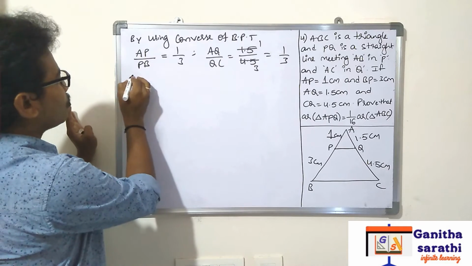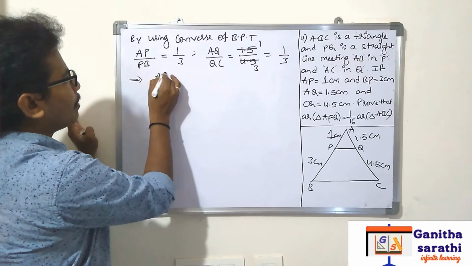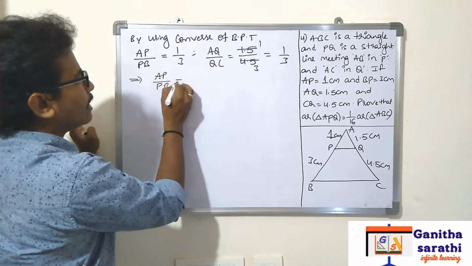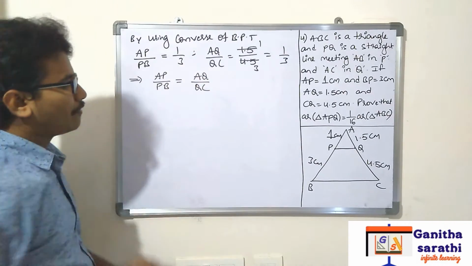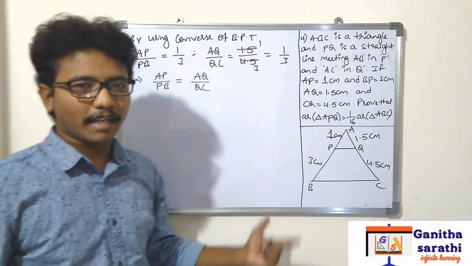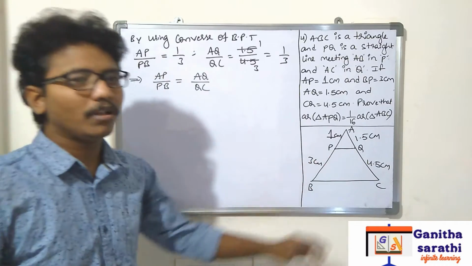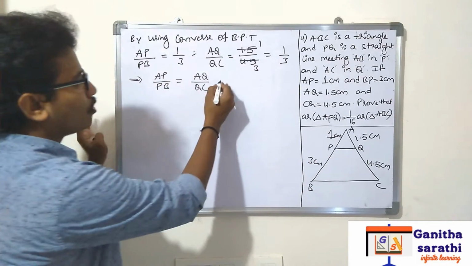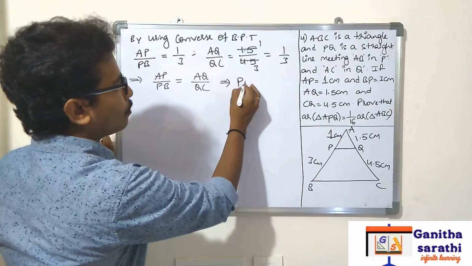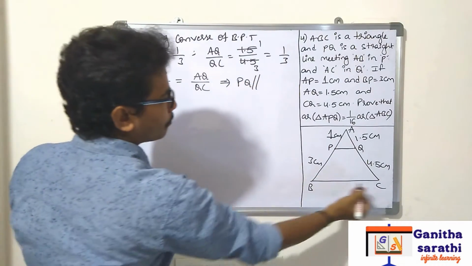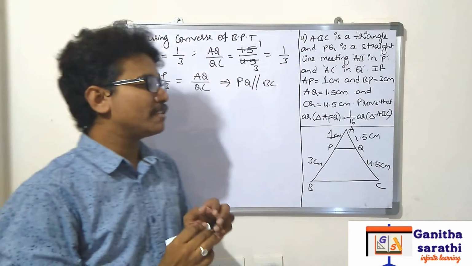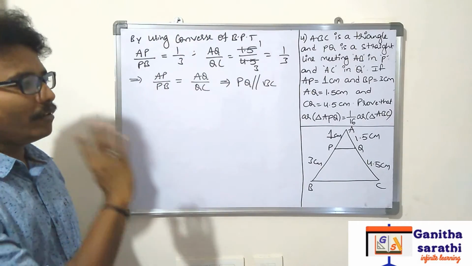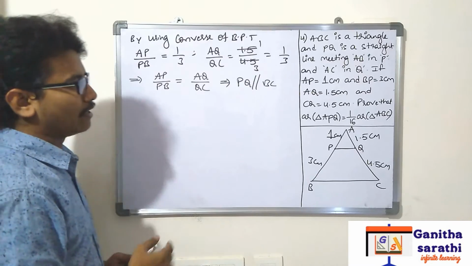AP by PB. So from this what can we write? AP by PB is equal to AQ by QC, right? If a line divides two sides in the same ratio, then the line should be parallel to the third side. They are equal. So what can we write from this? PQ line is parallel to BC. Why are we writing that? We can prove the similarity easily. Now we will find the similarity for the triangles.